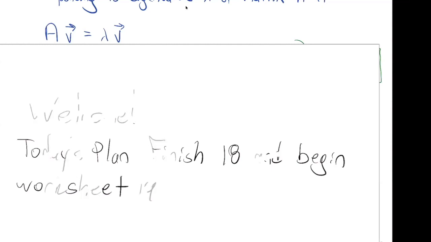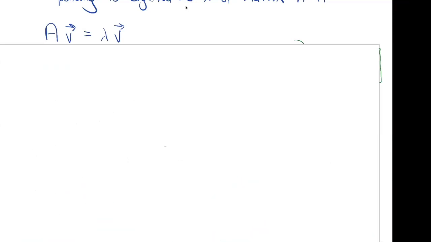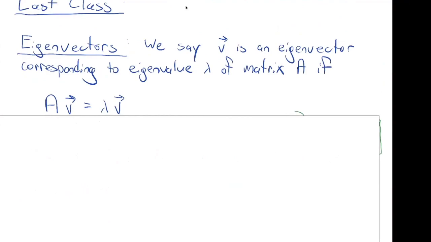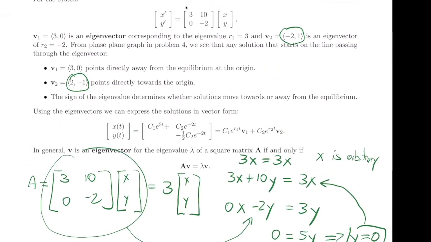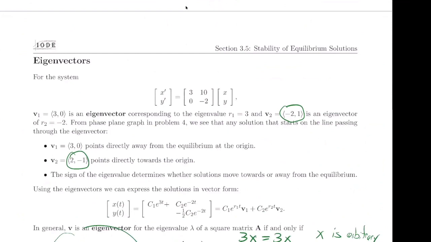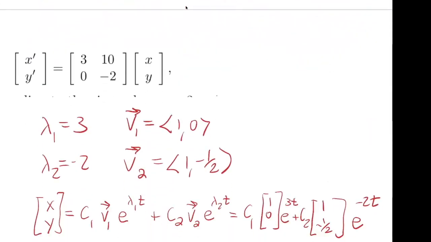Okay, so let me start with the example we ended with last time, down over here. We talked about what an eigenvector is. Then we talked about how we can find them, and then how we can use them to express solutions. And I just want to go through that process again, since that's where we ended things. So I want to make sure that is clear.